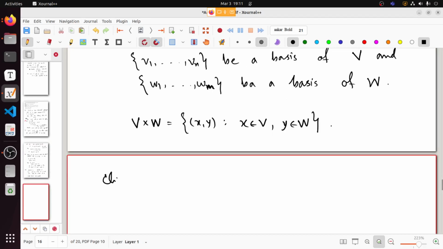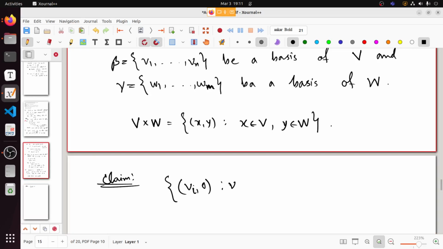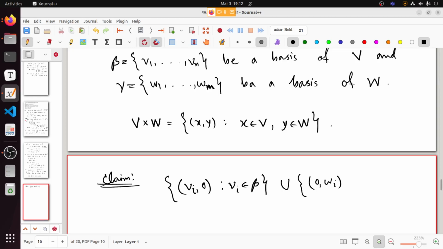So we'll claim that this set, the set of (Vi, 0) such that Vi belongs to, let's say this is beta, this basis, and this is gamma, union (0, Wi) such that Wi belongs to gamma, will be a basis of V cross W, right?